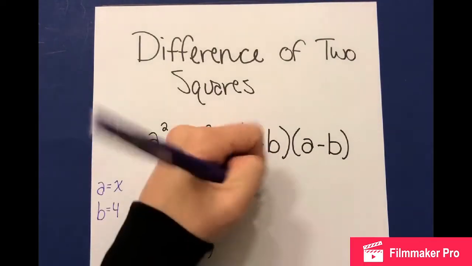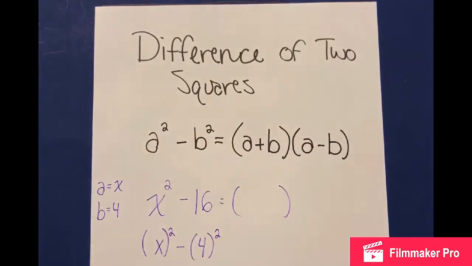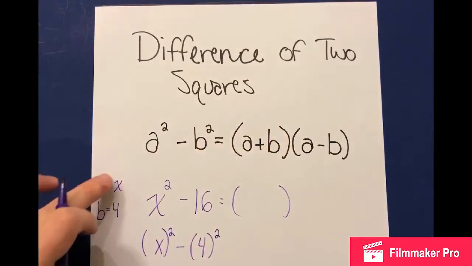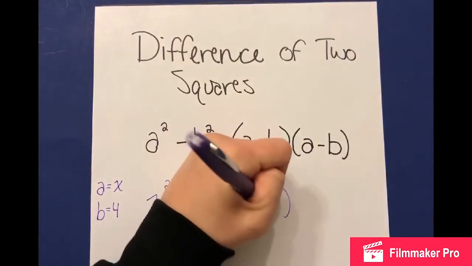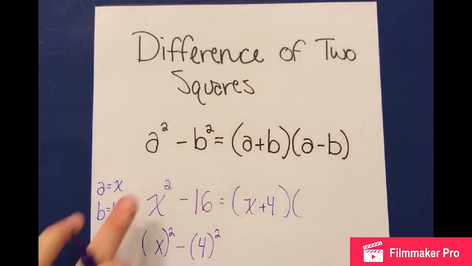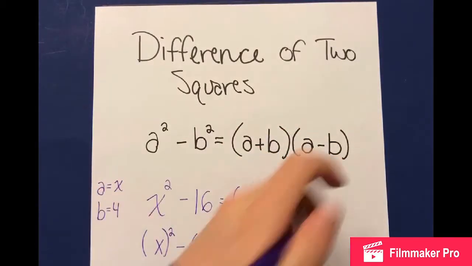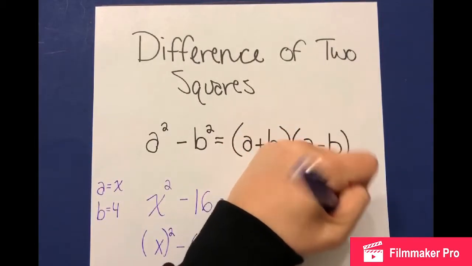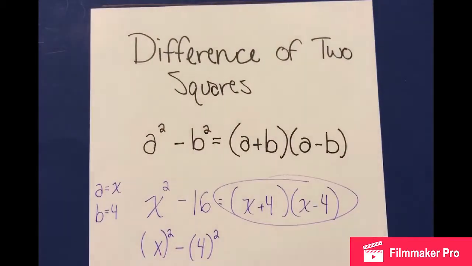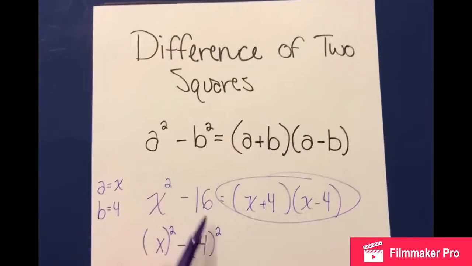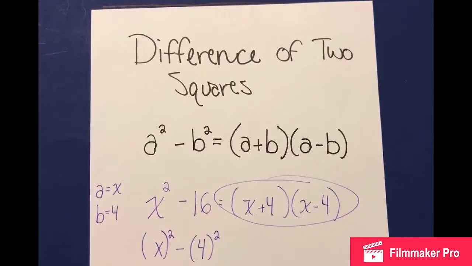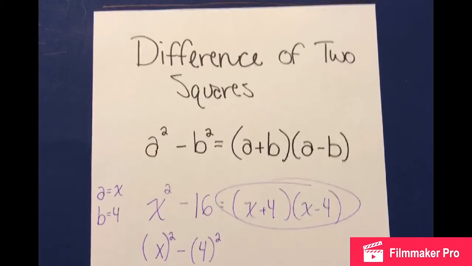So here, this is going to factor out to, it's a plus b, so x plus 4, a minus b, so x minus 4. And that's what you'd have. So pretty much you're kind of thinking, what do I get for it to be its square root? So here would be 4, here would be x.